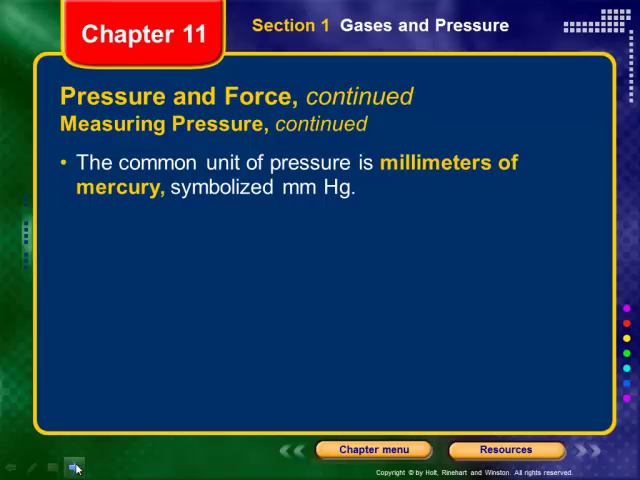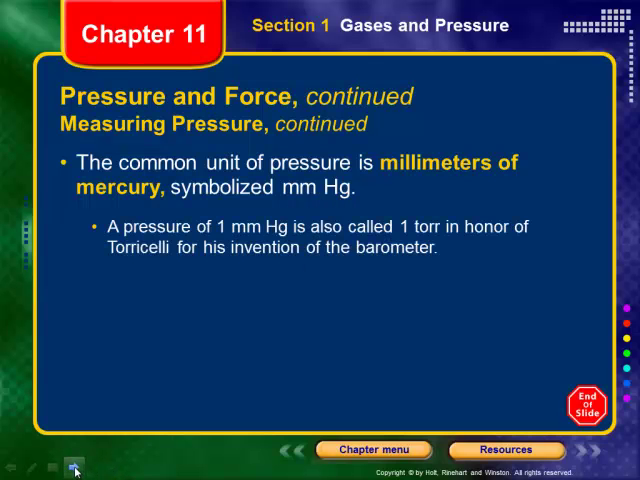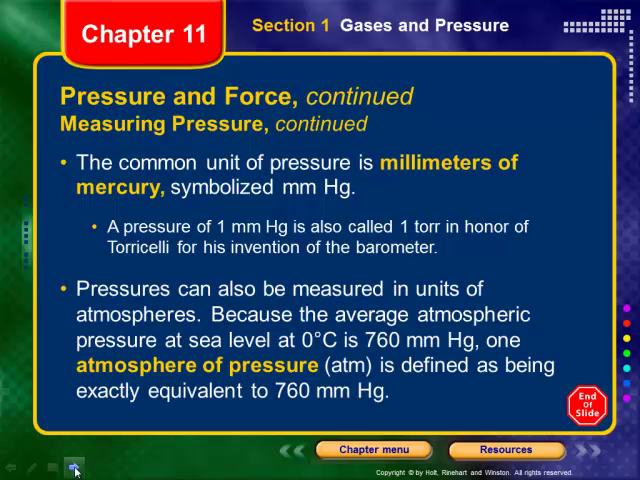And this leads us to our most common unit of pressure, and that's the millimeter of mercury. We symbolize that here, mmHg, millimeters of mercury. That pressure, 1 millimeter of mercury, is also called a torr in honor of Torricelli. So a millimeter of mercury and a torr are exactly the same thing.